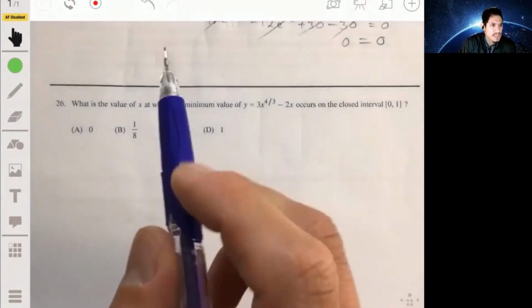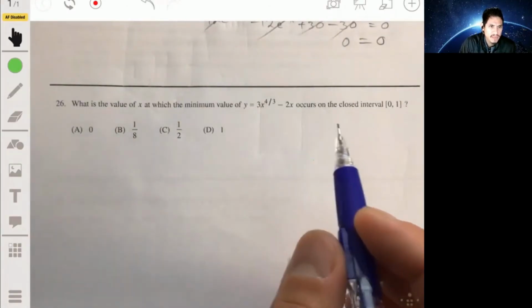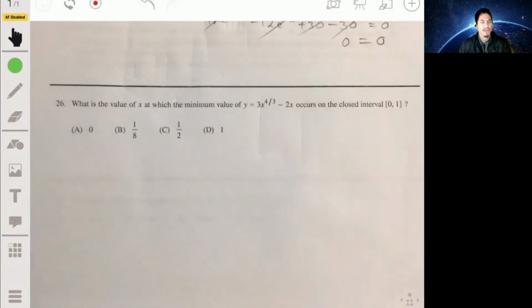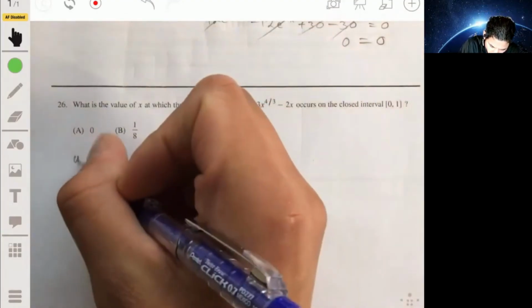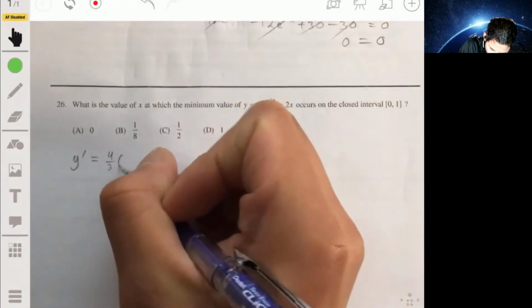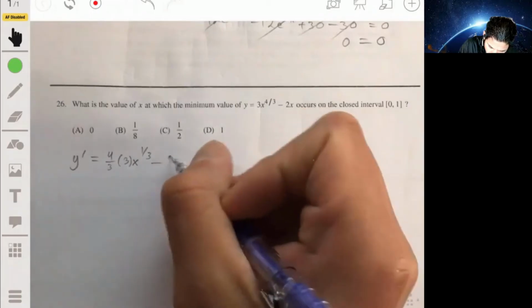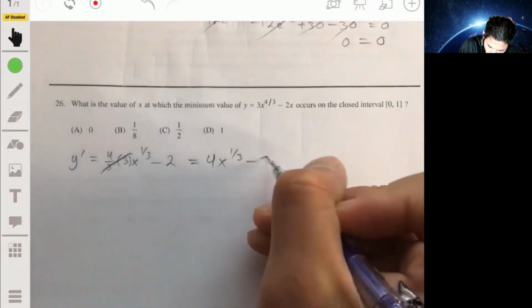26. What is the value of x at which the minimum value of y equals 3x^(4/3) minus 2x occurs on the closed interval? So we just have to find the derivative and then find the critical value on this interval, and then compare if we find any critical values between 0 and 1. So let's find the derivative. y prime will be 4/3 times 3x^(1/3) minus 2, or just 4x^(1/3) minus 2.